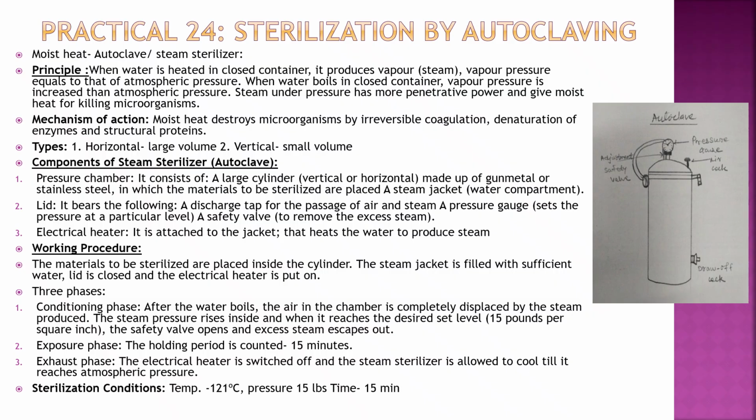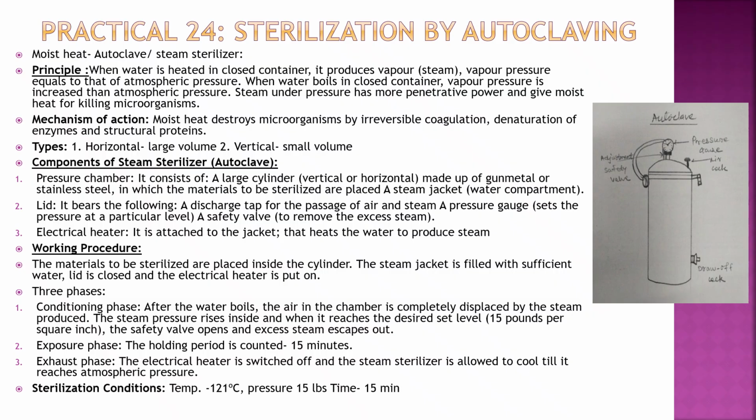The components: there are three main components: pressure chamber, lid and electrical heater. The pressure chamber consists of a large cylinder, either vertical or horizontal. It is made up of metal or stainless steel, and it has a steam jacket, that is a water compartment at the bottom. The lid has a discharge tap for passage of air and steam, pressure gauge for the pressure measurement, and safety valve to remove the excess steam. An electrical heater is attached to the jacket that heats the water to produce steam.